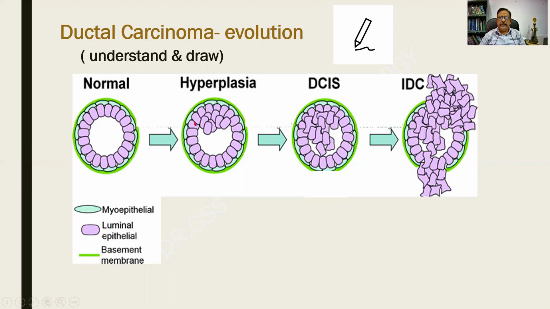In some conditions you find that there is a proliferation of the epithelium. This is called hyperplasia. P is for proliferation. After some time, it becomes a little uncontrolled and it starts proliferating even more and very disorderly. And this is called a ductal carcinoma in situ because the basement membrane is still intact. Finally, there is a breach of the basement membrane and the neoplastic cells spill over and infiltrate the surrounding stromal tissue. And this is called infiltrating ductal carcinoma.